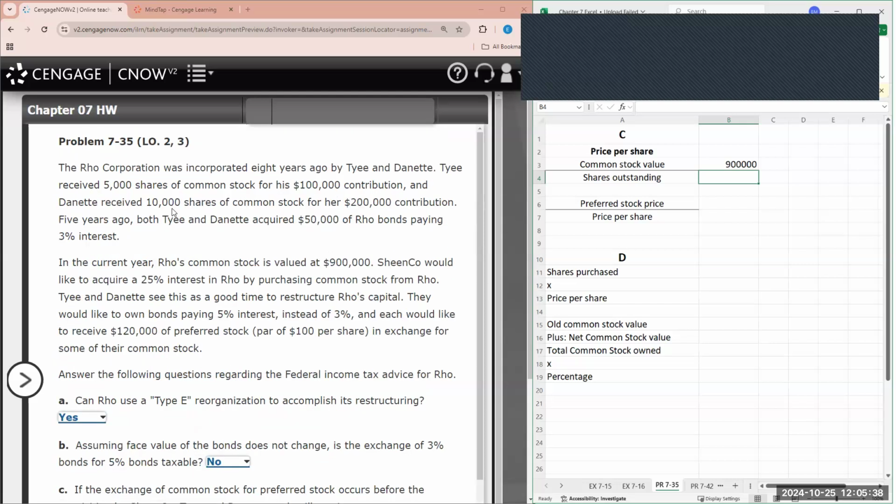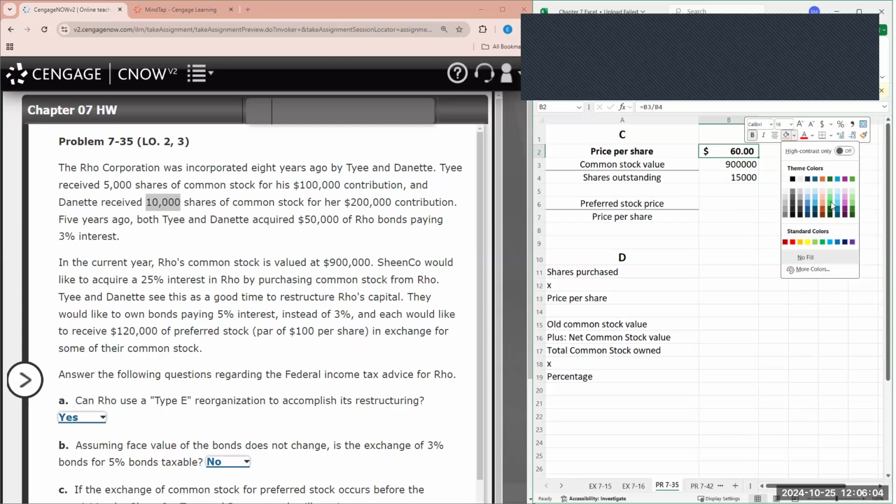How did we determine that? Tayi received 5,000 shares and Danette received 10,000 shares, so we add the two, 5,000 plus 10,000. That gives us 15,000 shares outstanding. Therefore, the price per share is the 900,000 divided by the shares outstanding, so the price per share is $60. I'll make this yellow, since we're going to use this again.